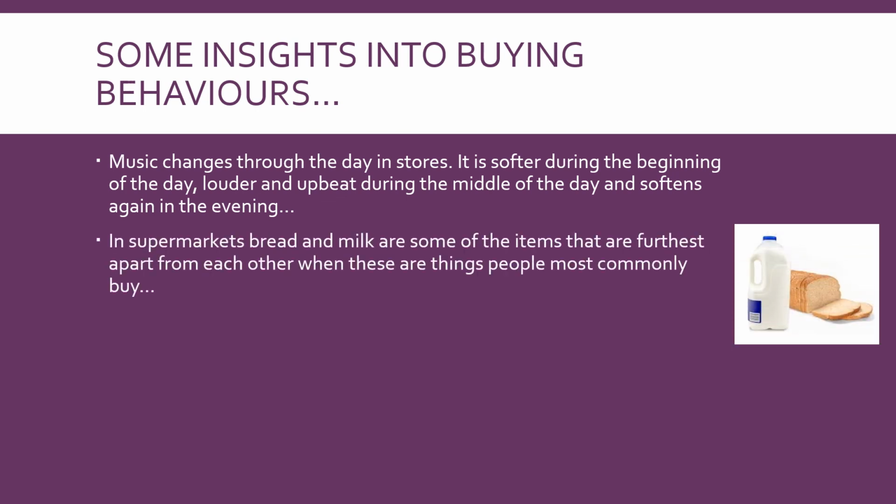In supermarkets, bread and milk are some of the things that we often need. They're usually first things on people's shopping lists, but these are the things that are furthest apart from each other in the store. So milk is generally somewhere near the front, near the fruit and veg. Bread is usually somewhere at the back of the store, like really, really far away. Why would you do that? Because these are the things people need most commonly. Why would you put them so separate?